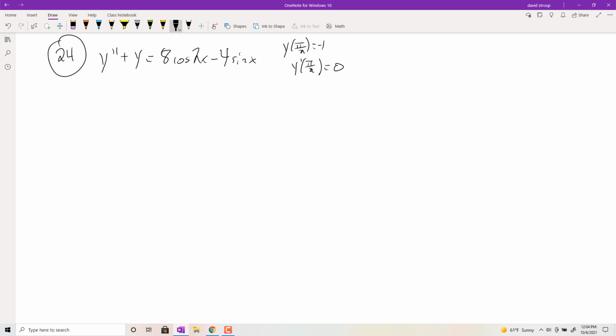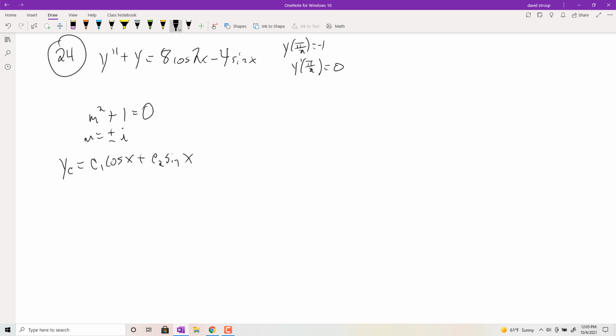Okay, so anyways, let's show. What do we have? m squared plus 1 equals 0. So m is plus or minus i. So 0 plus or minus i. So our complementary part will be c1 cosine x plus c2 sine x.